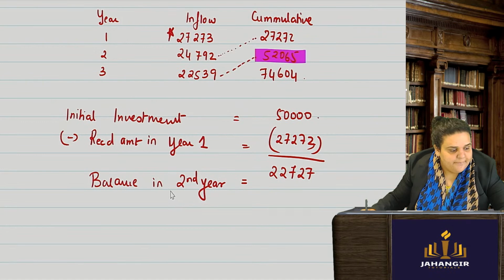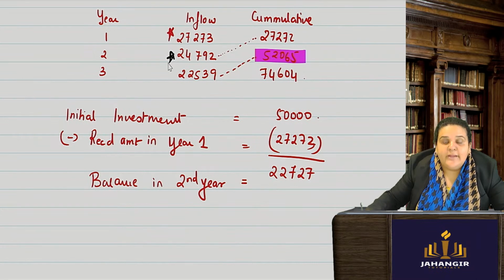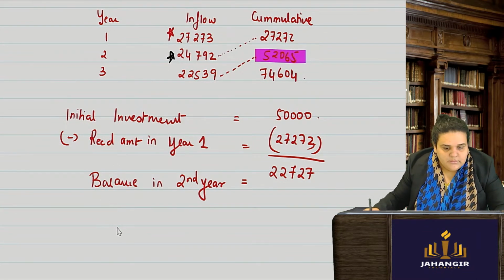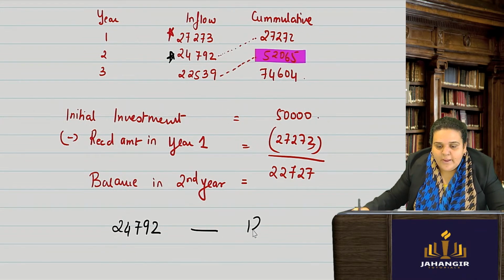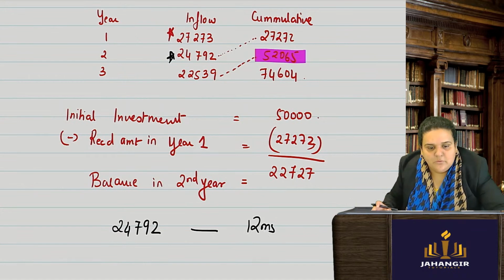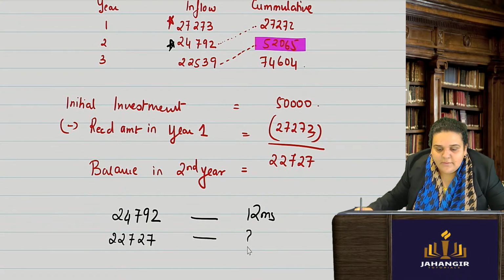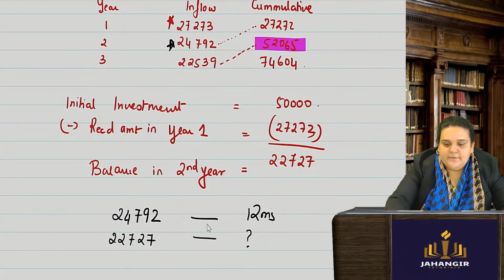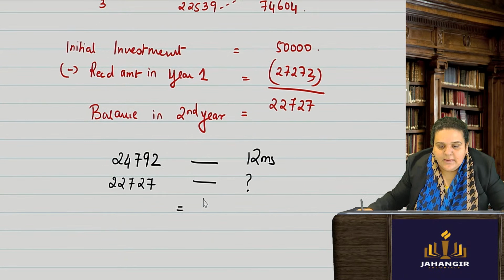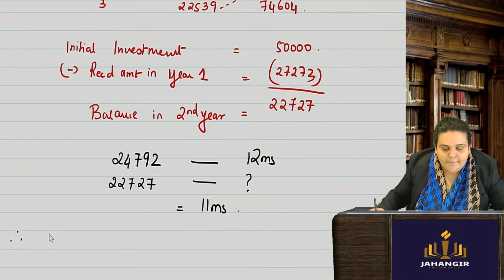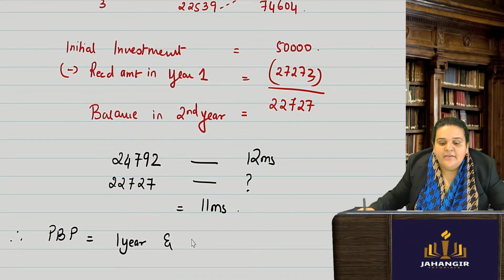Okay, so now what is happening is, in the second year, I am getting 24,792. See, I am getting 24,792 in my full 12 months span, no? Total 12 months, no? Year, 12 months. So, in this 22,727, I will recover in how many months? I will have to just cross multiply, and here it will come as 11 months. Therefore, my payback period will be 1 year and 11 months.